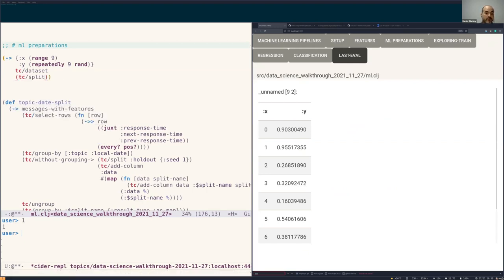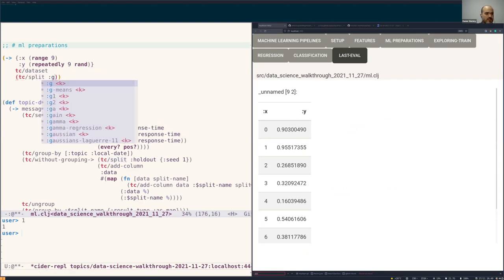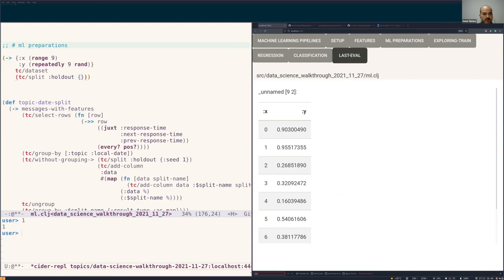Using this tablecloth function called split. And it has some options. Maybe we'll not discuss it now. Following a comment of one of the friends here yesterday, we pick the seed so that we can control the randomness in a reproducible way. Let us not dive into it now.